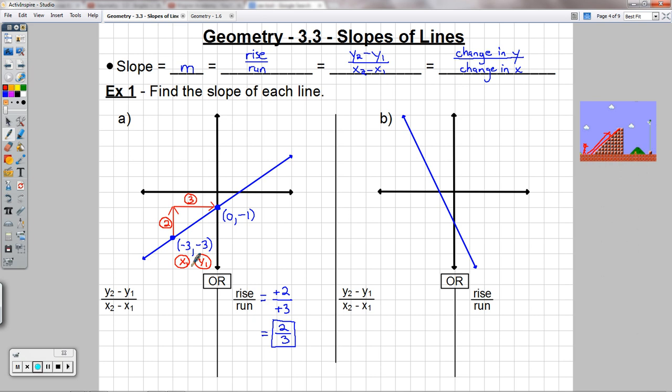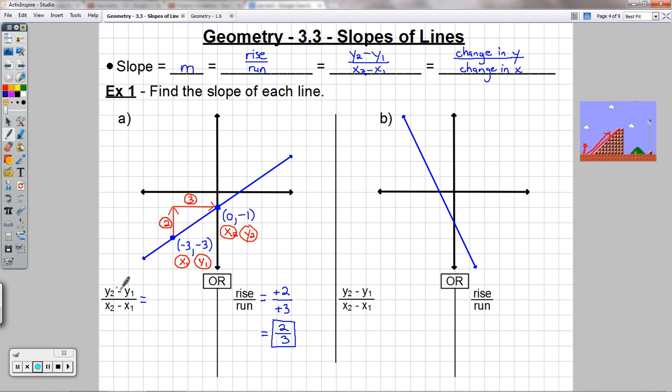I usually start with the left point as x1, y1, and the right point as x2, y2, my first x and y, and my second x and y. If you label them clearly, then it makes it very easy just to plug them in and figure out, simplify the fraction, figure out what it equals.